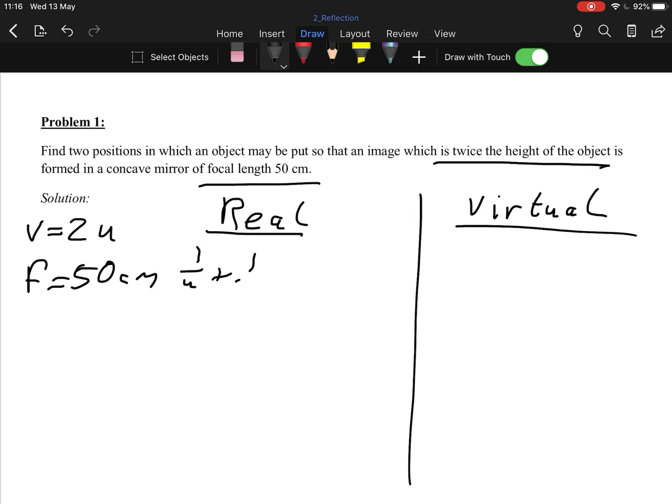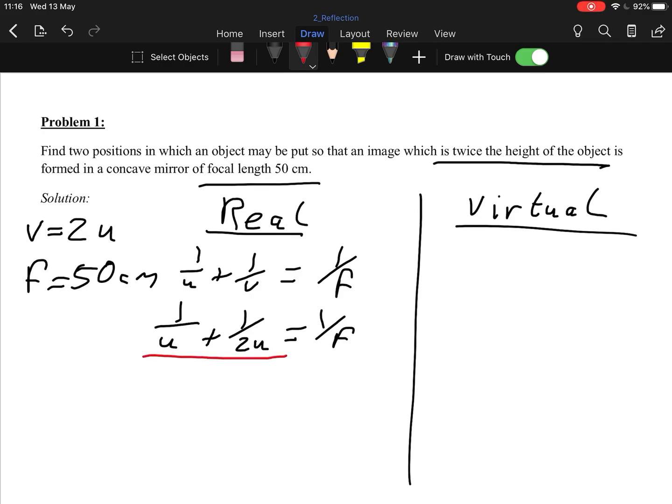1 over u plus 1 over v equals 1 over f. Okay? So v equals 2u. So 1 over u plus 1 over 2u equals 1 over f. Now, for some reason, students have awful difficulty with the following bit, and I can't understand it because it's basic maths, guys. This is stuff you've been doing, or you should have been doing, in junior cert and in your leaving cert. Okay, how do we solve this? You make a common denominator. Do you remember that? So you have to find a common denominator. So the common denominator here is 2u.